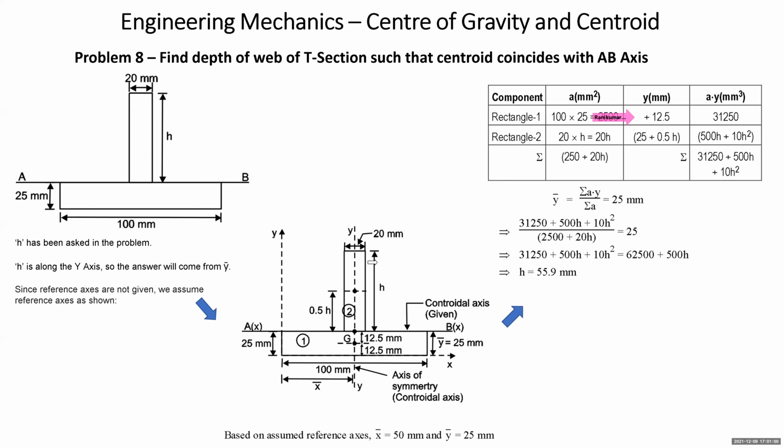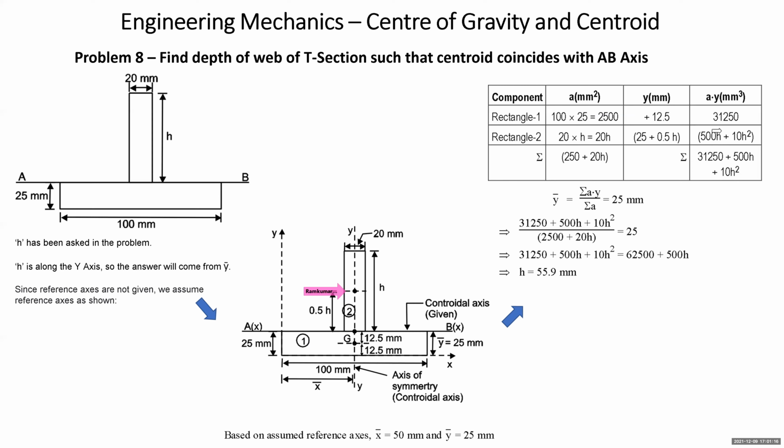This is my second rectangle. What is the area of that? 20 into h. This is its centroid. I have to write only the y coordinate. The point is above the x-axis. So what is the y coordinate? This is 25 plus 0.5 h. What is that? 25 plus 0.5 h.